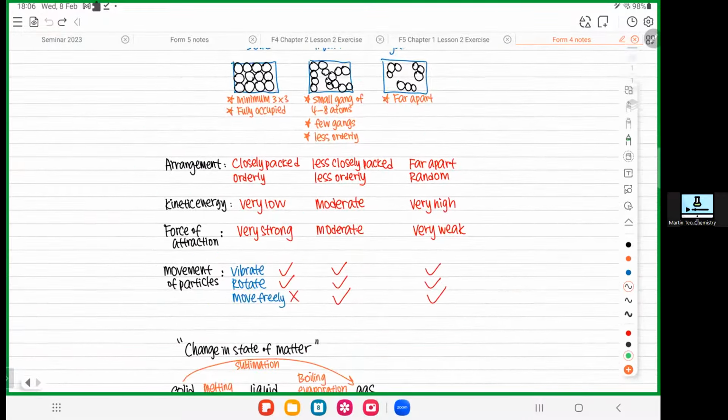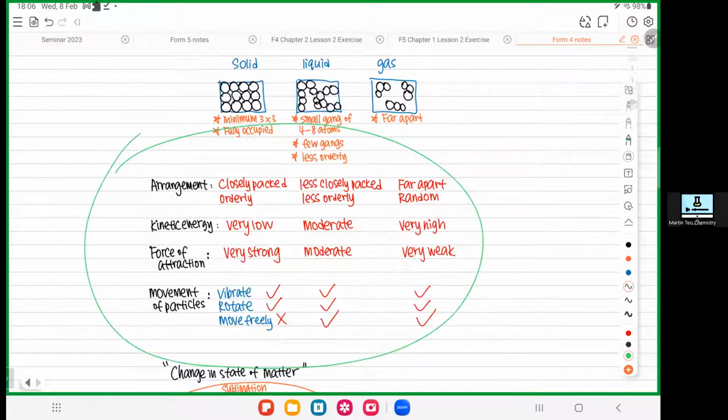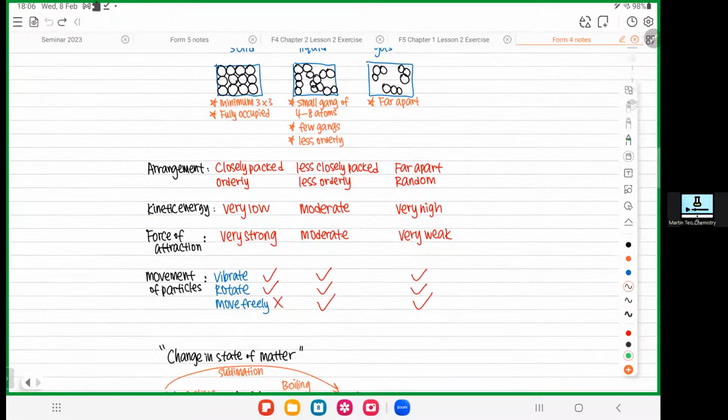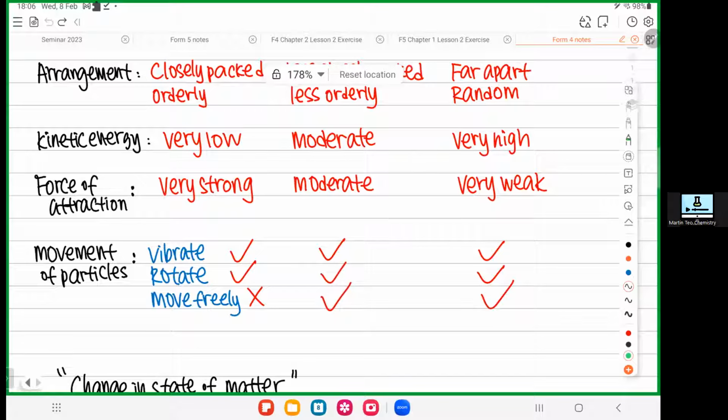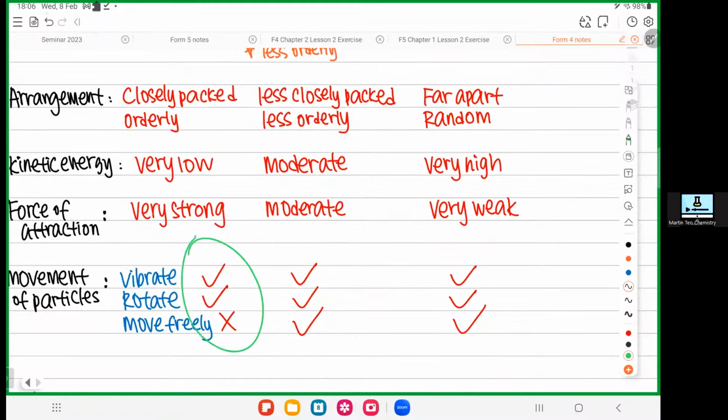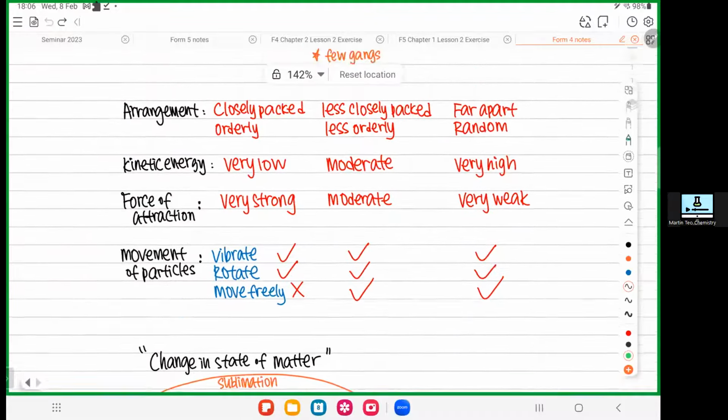Then we also need to know how to compare solid, liquid, and gas. We must be able to compare their arrangement, their kinetic energy, and the force of attraction. What are the forces that we have? And then we must know what kind of movement. Remember, in chemistry, there are 3 types of movement: vibration, rotation, and free movement. So make sure you know what kind of movement solid has, what kind of movement liquid has, and what kind of movement gas has. All these things we learned in the last lesson.